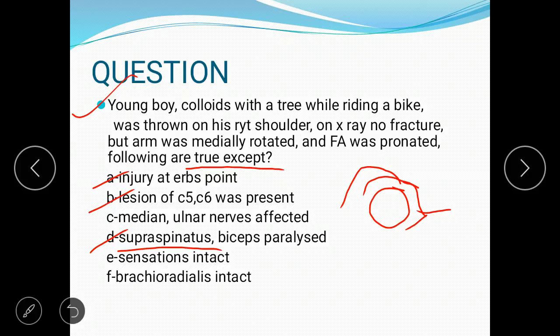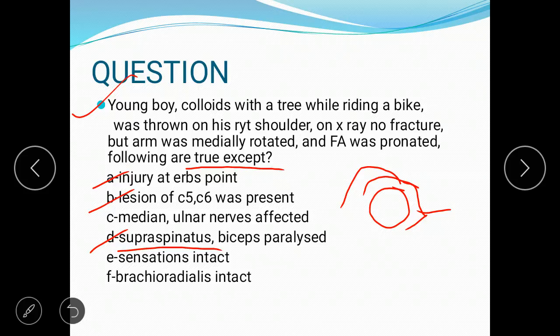Now this axillary nerve supplies deltoid, and remember that the posterior division of the axillary nerve supplies teres minor also. The anterior division is also called the deep branch, and the posterior division is also called the superficial branch. The anterior or deep branch winds round the humerus and supplies deltoid, but the superficial or posterior division also supplies teres minor and also gives the upper lateral cutaneous nerve of arm.